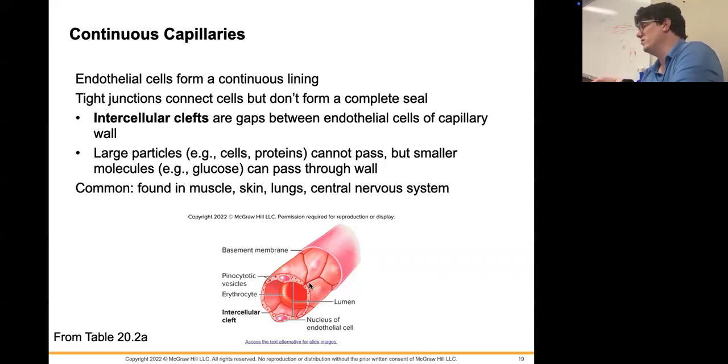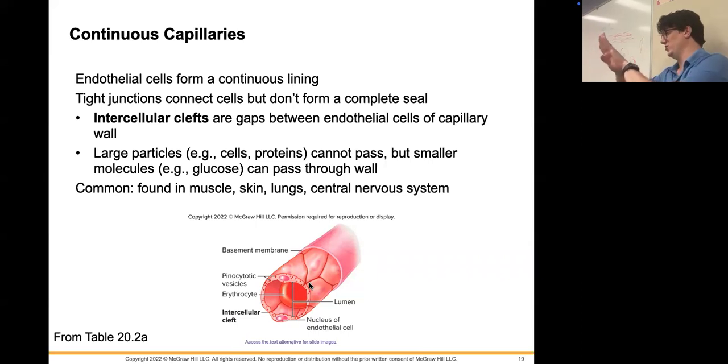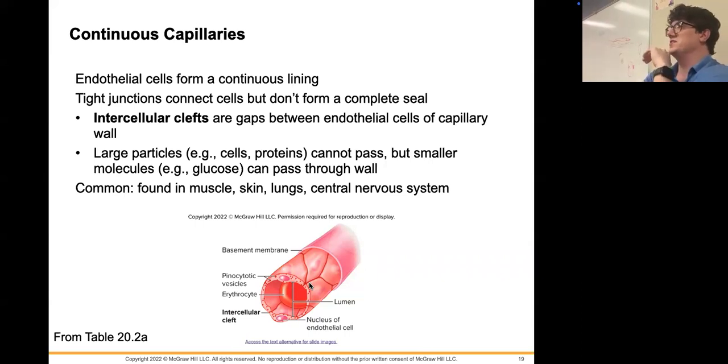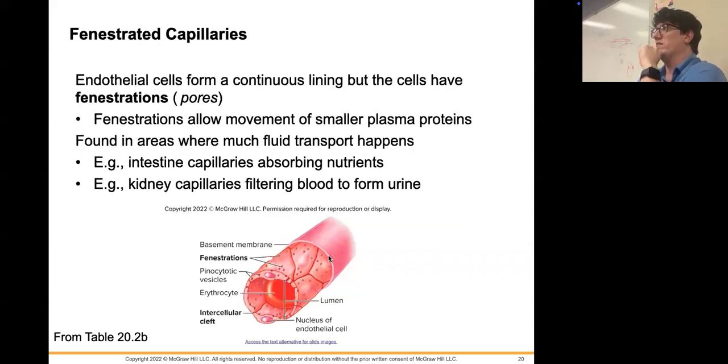They're basically creating like a little wall. Large particles like proteins, especially not cells, can't pass through. If you're going to be able to get through the gap in between these cells that are essentially riveted together, you have to be very, very small. So like glucose and gases and stuff like that can do this. Salts can do this, but larger things like cells and proteins can't. So this is what we're going to find in most of our tissues, okay? So they connect the cells, but the seal isn't quite full.